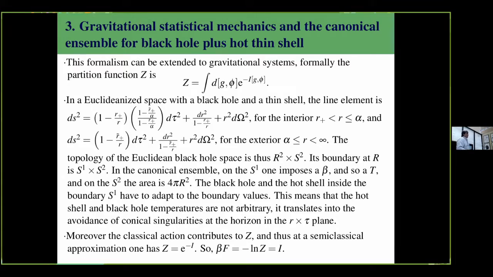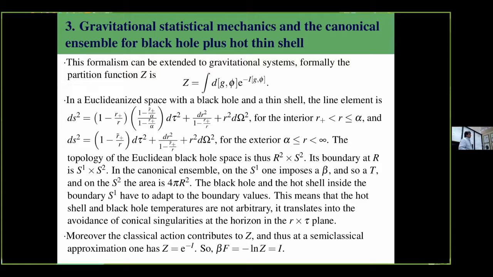And so at the semi-classical level, because the partition function gets an h bar here, when h bar goes to 0, the classical action dominates. So even at the semi-classical approximation, one can say that the geometry already contributes to the partition function. And so we want to see what happens only considering geometry and not the quantum fields that might be present.